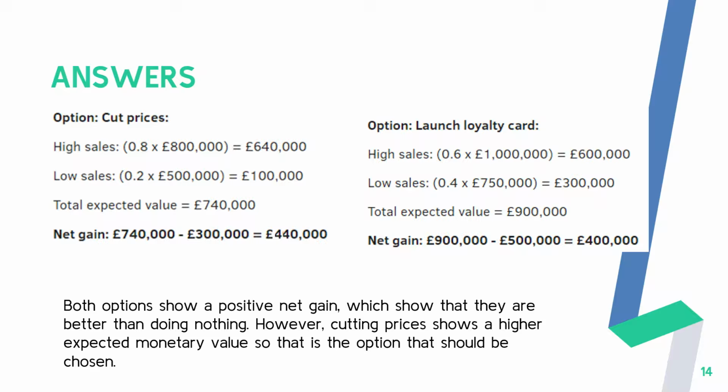If we look at the loyalty card option and go through all the math there, it ends up being £400,000. So both options give positive net gains, but the larger of the two is the one that we choose, so that is the cut prices option. We rejected the do nothing, and the option that was chosen was cut prices.